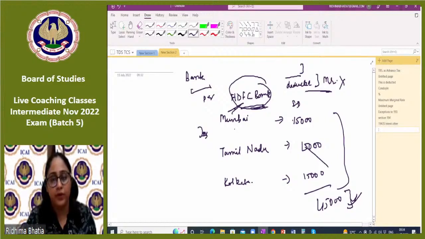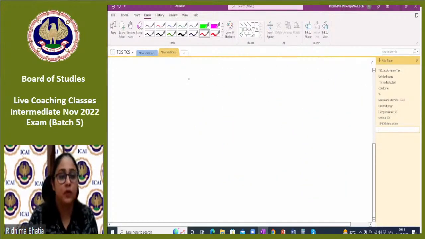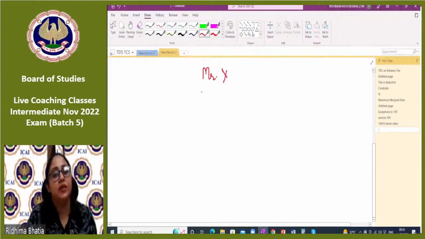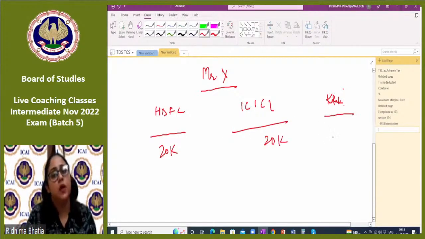Now, on the contrary, you are Mr. X again. Mr. X again has 3 FDs, but not with the same bank. He has FDs with HDFC Bank, ICICI Bank, and Kotak Mahindra Bank. Okay? Each is with a different bank. With HDFC Bank the interest is 20,000, with ICICI the interest is 20,000, and with Kotak the interest is 15,000.